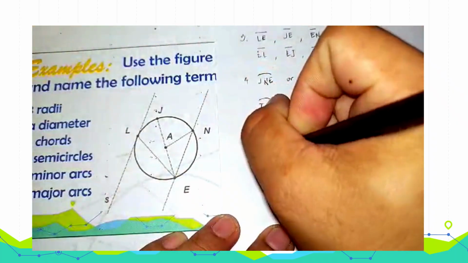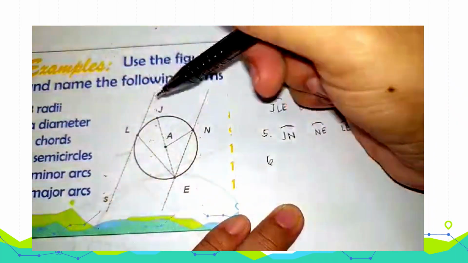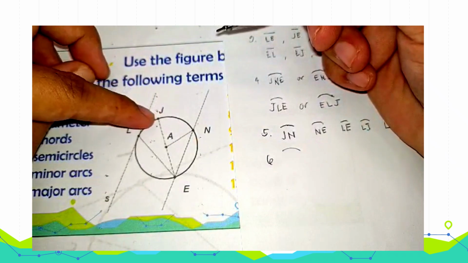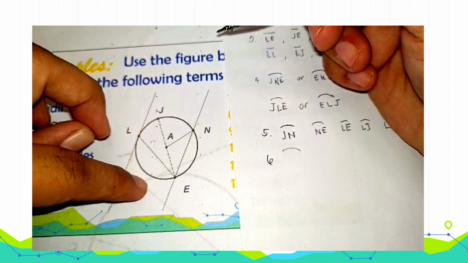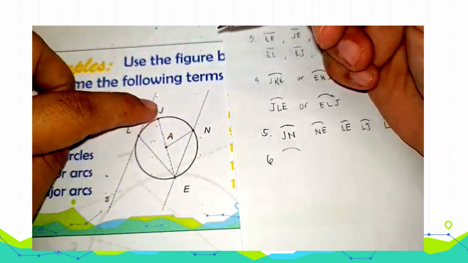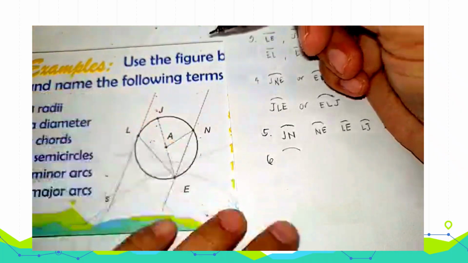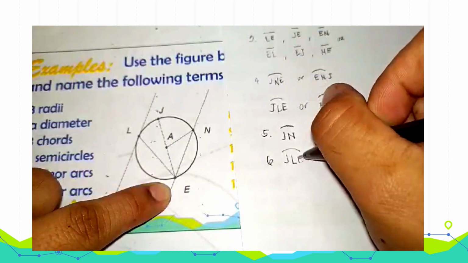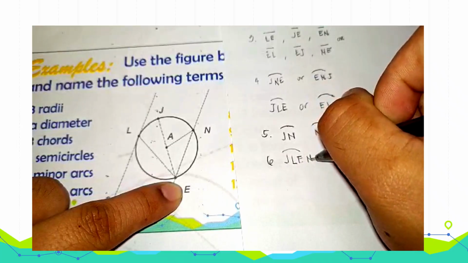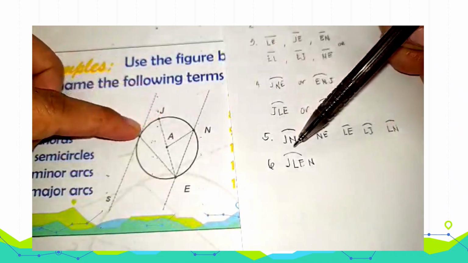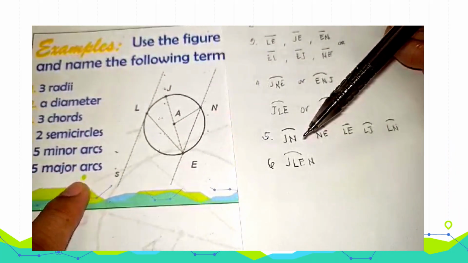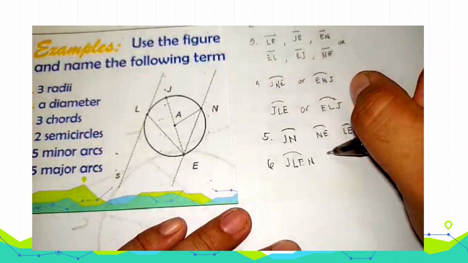Now let's have number 6. For the major arcs, you can write the points to show the flow of the points, the sequence of the points, so that you can show where the arcs that you're pointing at are. So I'll be having J, L, E, N. So I'm pointing at the arc J, L, E, N. Number 6 is for the major arcs. Major arcs should be greater than the semicircle.